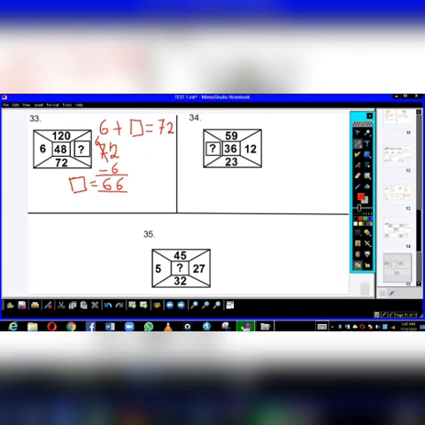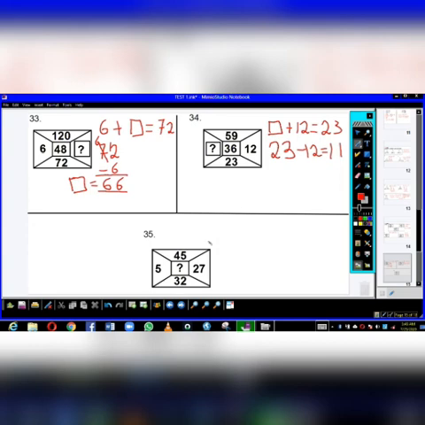Okay, now let's proceed to 34. How do we find the value of a box in 34? We say box plus 12 is equal to 23. So for us to find the value of the box, we need to subtract 12 from 23, and that is 11.